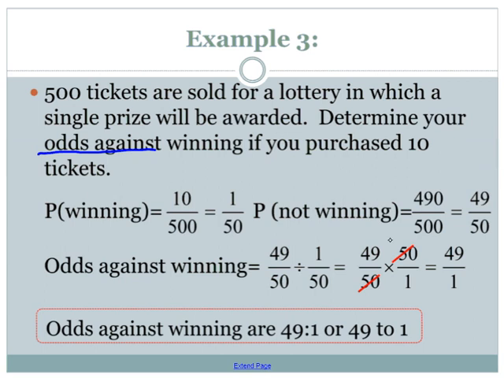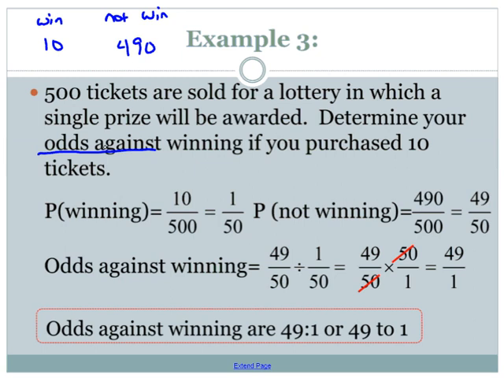So here's what it looks like with probabilities. Let's go through and just talk about how I kind of think about this. Determine your odds against if you purchase 10 tickets. Well, we have 10 wins, right? And we have not wins. We would have 490 tickets that could be drawn in which we would not win. Right? So out of these 500 tickets, if there's 10 of them that if they drew that ticket, then we would win. And there's 490 that we would not win.